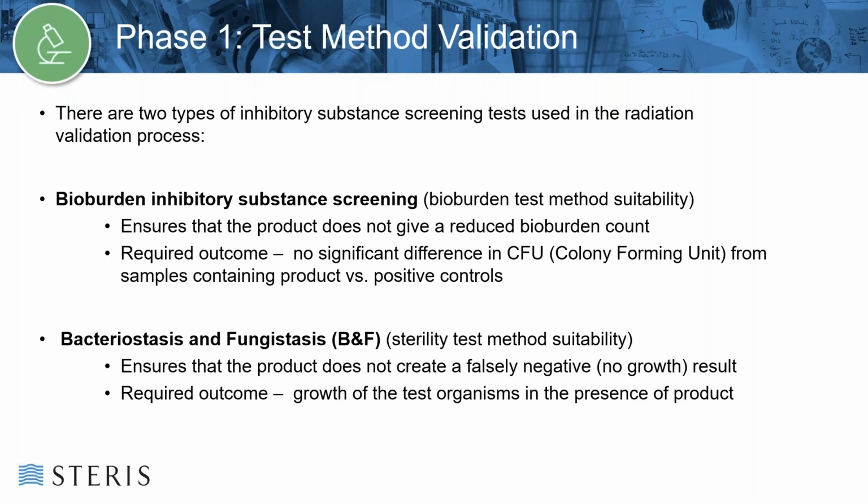This consideration should be documented by the manufacturer and maintained in the quality system. The second inhibitory substance screening test is bacteriostasis fungistasis testing, or sterility test method suitability. This test ensures that the product presence in growth media does not create a falsely negative or no growth result. This is a qualitative test, meaning the presence or absence of growth, and is tested against several compendial organism strains. Required outcome for this test is that there is growth of the test organisms in the presence of product within 3 to 5 days of incubation.